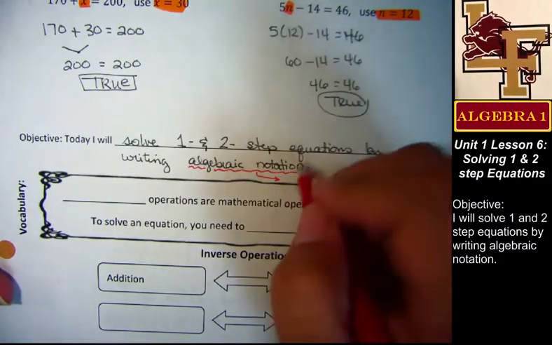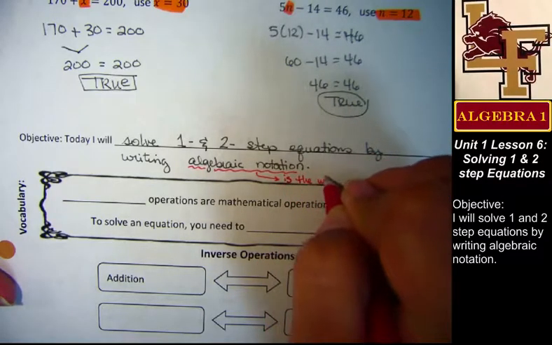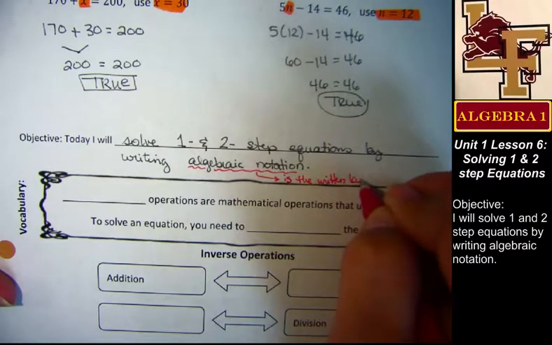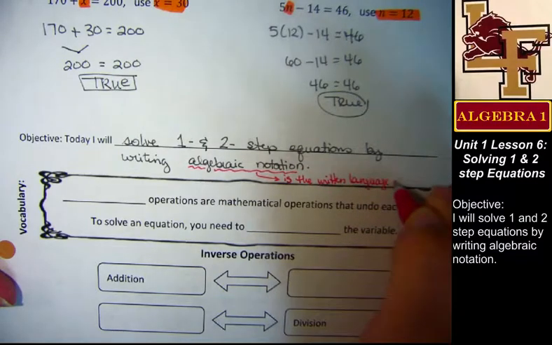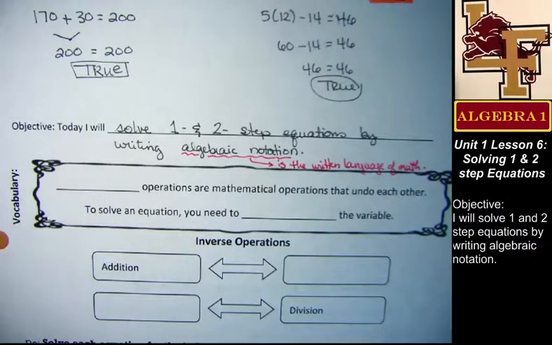Algebraic notation is the written language of math. That's going to have all of your numbers, expressions, the things that we've been dealing with. It's going to have letters or symbols representing variables. It's going to have other symbols representing operators, things to do, whether you add or subtract or multiply or put things in groups or raise things to powers.